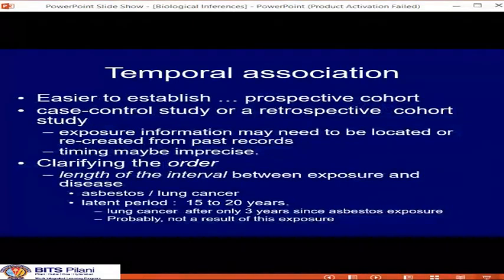Now, as I said, in a cohort study where you follow up people, you have the risk factor first, and you know people don't have the disease at the time they're exposed to the risk factor. You follow them up for disease. Proving this temporal association is easy.